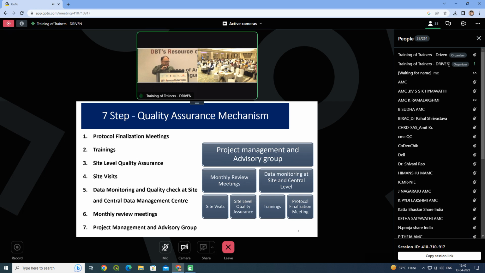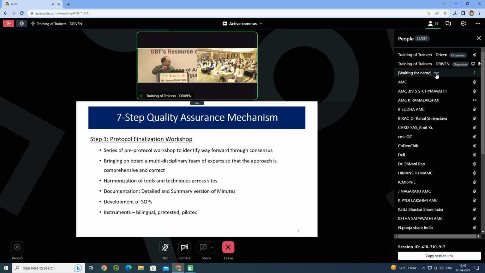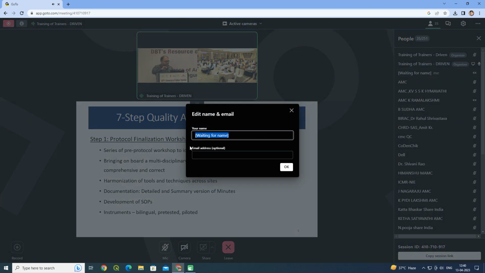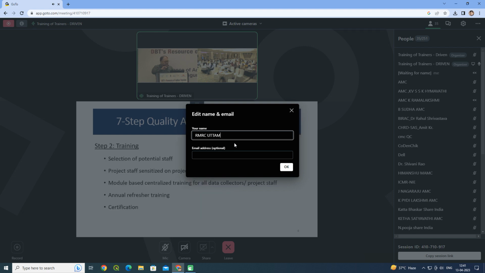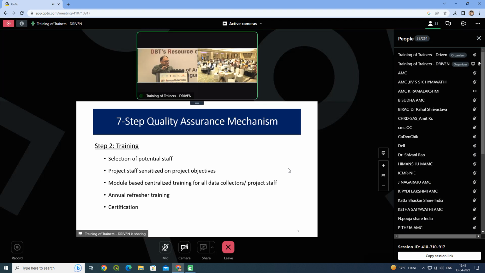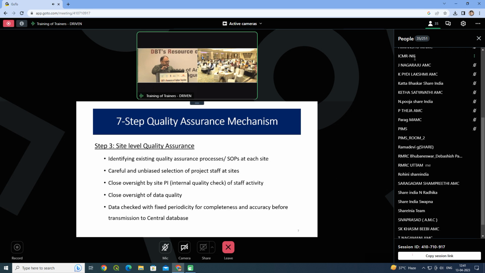So these are the 7 steps which are proposed, and a few words about the workshops and plans: a series of pre-protocol workshops to identify the way forward, bringing on board a multidisciplinary team of experts, harmonization of tools and techniques, documentation, detailed and summary versions of minutes, development of SOPs and instruments, bilingual, pre-tested and piloted. The second thing is the training of the staff: sensitization of potential staff on project objectives, module-based centralized training of all data collectors, annual refresher training and certification.